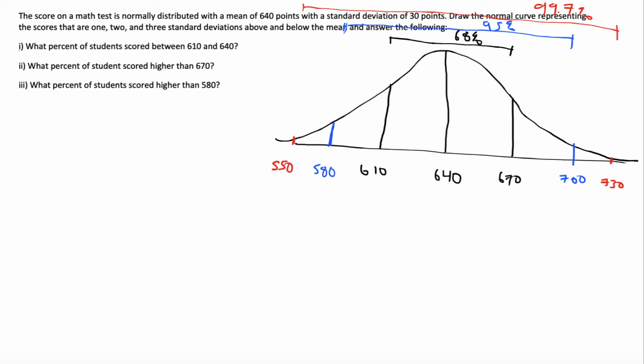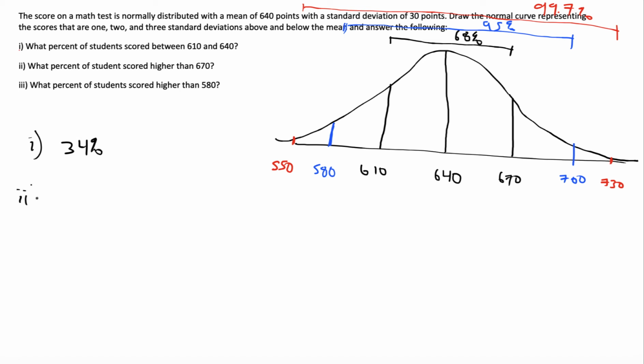So first question, what percent of students scored between 610 and 640? Well, we see the 610 here and the 640 here. So what is that answer going to be? Well, if you take a look, this is the middle 68%, and we know that these are split evenly. So the answer here for part 1 should be half of 68, which is 34%.